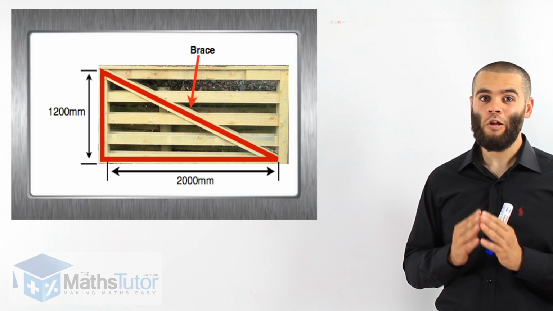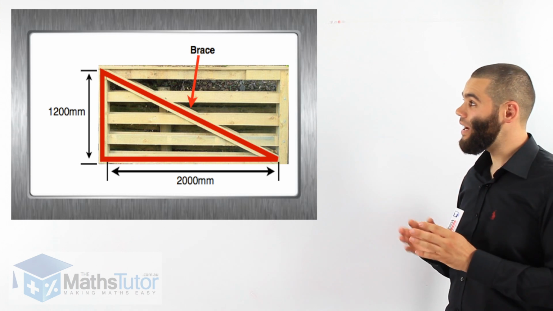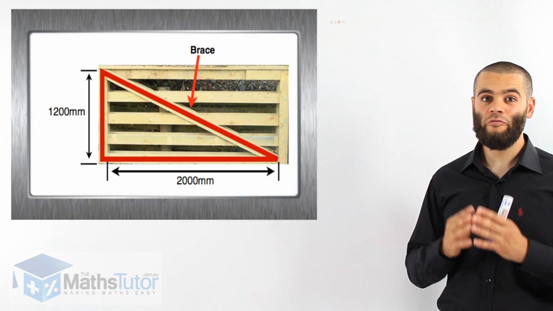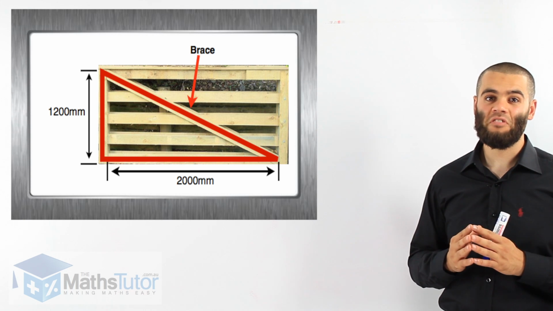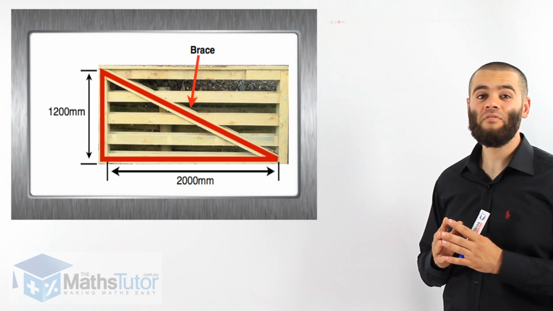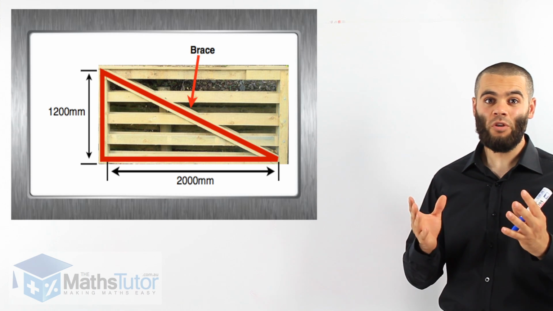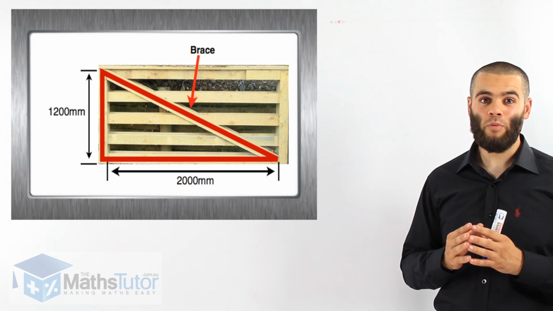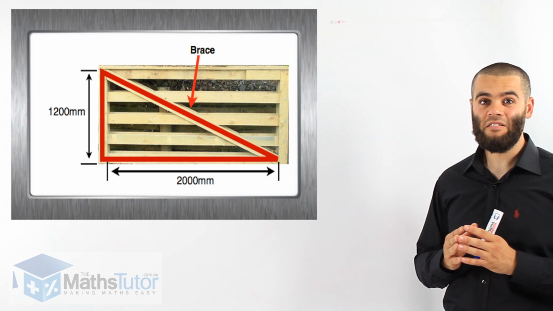Now, as I always say, look carefully and closely at the diagram. What do you notice? The brace is actually the hypotenuse of a right-angled triangle. One short side is 2000 millimeters, the other short side is 1200 millimeters. As you can see highlighted there, we have a right-angled triangle. The hypotenuse is the brace that we're going to create. So we're going to use Pythagoras' theorem to find the length of the hypotenuse, in this case the brace on this gate. Let's get started.